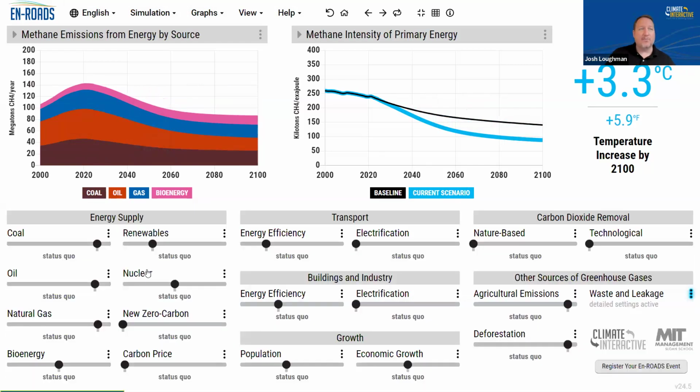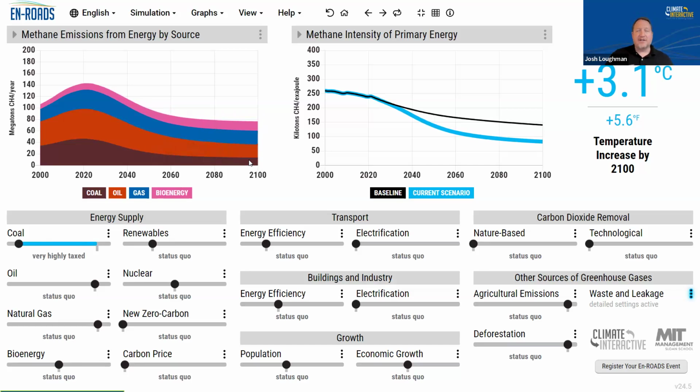This is the intensity multiplied by the scale. So if we reduce coal here, you can see coal scale goes down. And this is a huge improvement over the methane activities that we had before, which were, it's one slider, methane and other gases, and that was it.